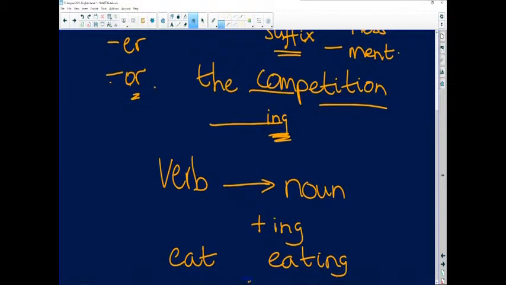Because I'm now saying, I'm naming something. Eating is wonderful when you are hungry. You should not be eating that ice cream in class. I am naming what you should not be doing.